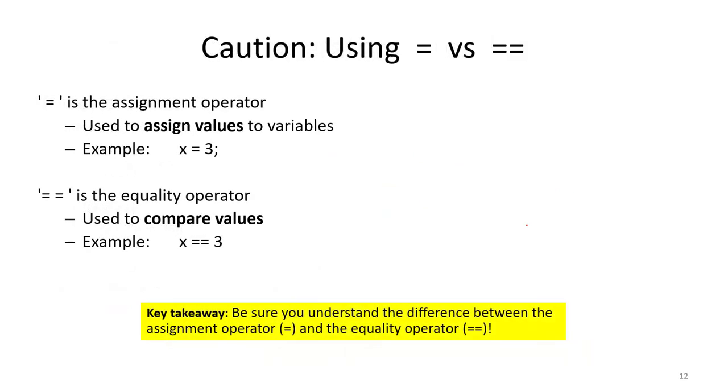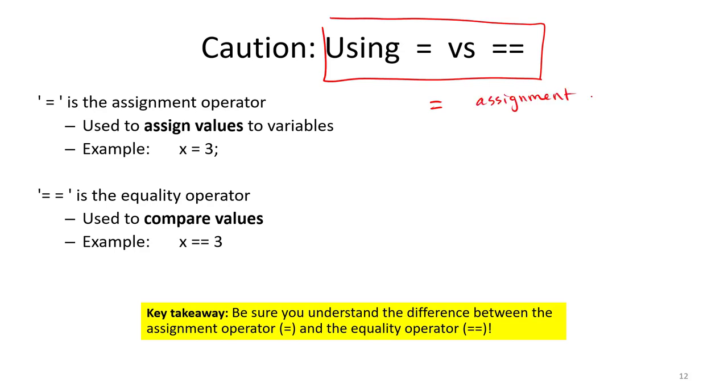So it's also very important when we talk Boolean expressions to make sure you know the difference between single equal and double equal. Remember, single equal is called the assignment operator, and it assigns value. So we see, for example, if x is equal to 3, the equal sign assigns 3 to x.